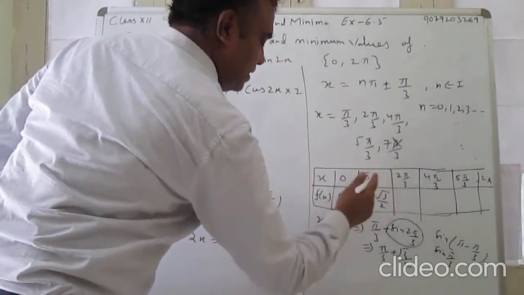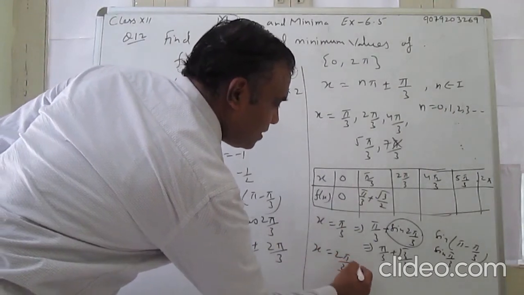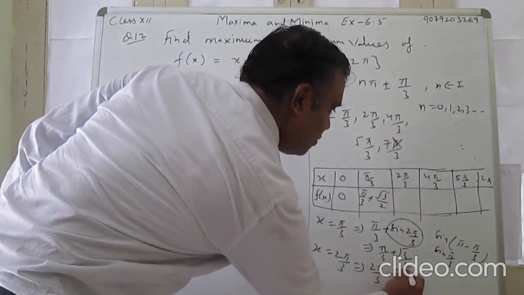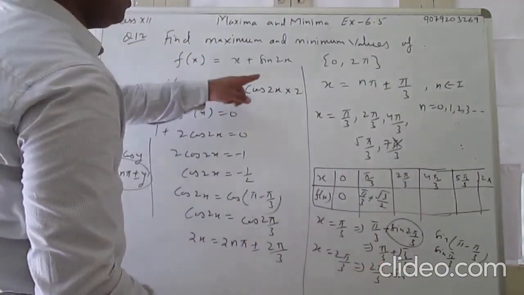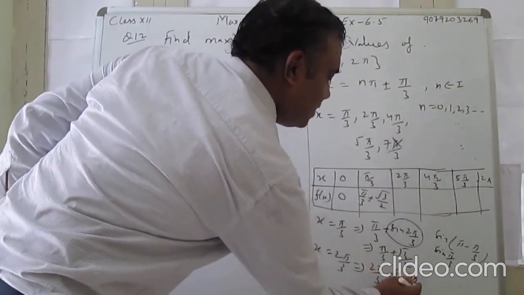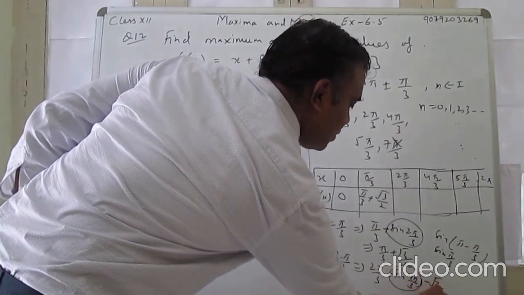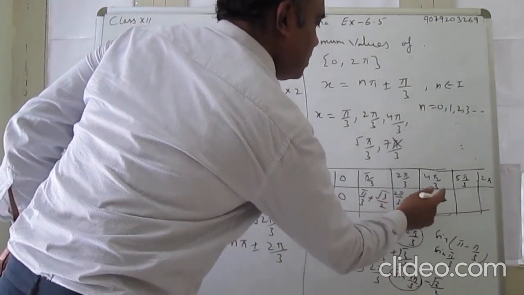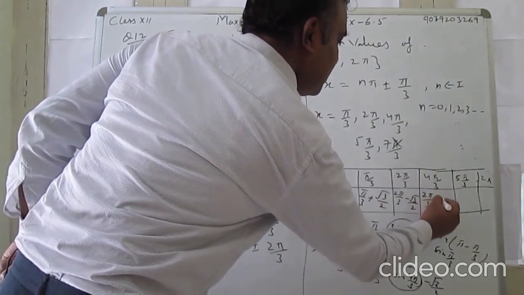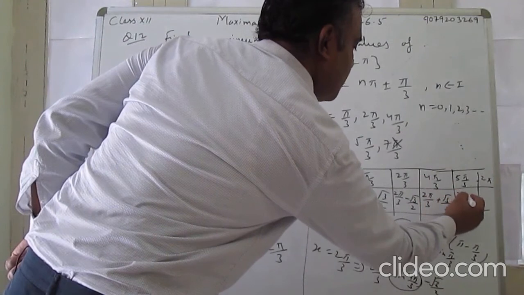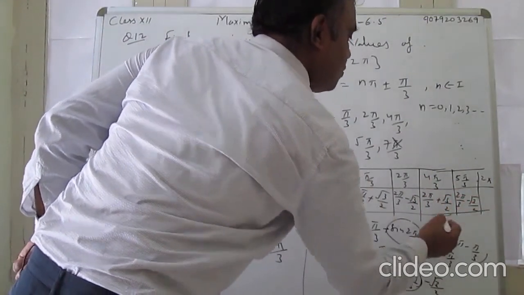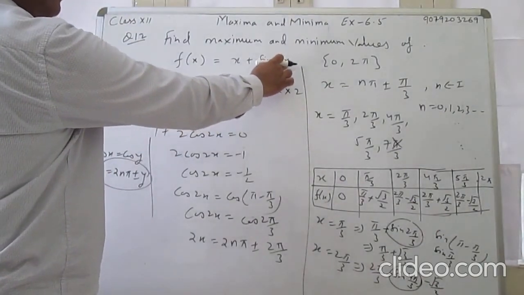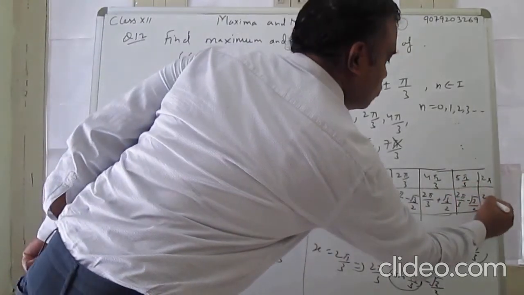At x = 2π/3, the value becomes 2π/3 + sin 4π/3, and its value is -√3/2. So it becomes 2π/3 - √3/2. Similarly, you will get 2π/3 + √3/2 and 2π/3 - √3/2 for the others, and sin 2π is 0, nπ gives 0, so it becomes 2π.